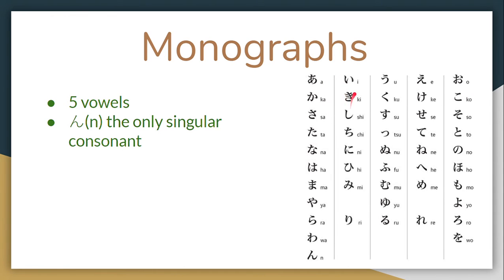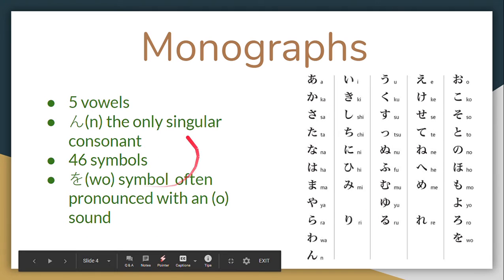Now, each and every single one of these characters is, generally speaking, going to carry this exact same sound. So when you see K, it's going to sound like K. The only real exception to that is right down here, wo. Now, there are actually a couple exceptions despite what I said.